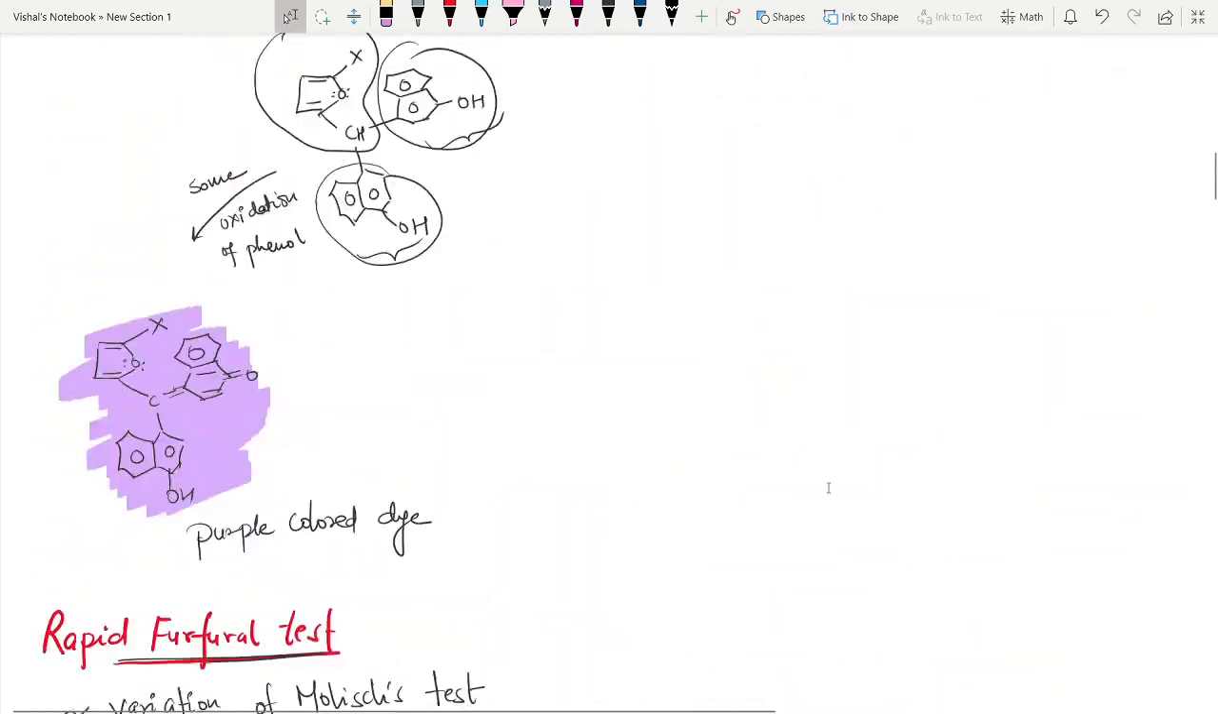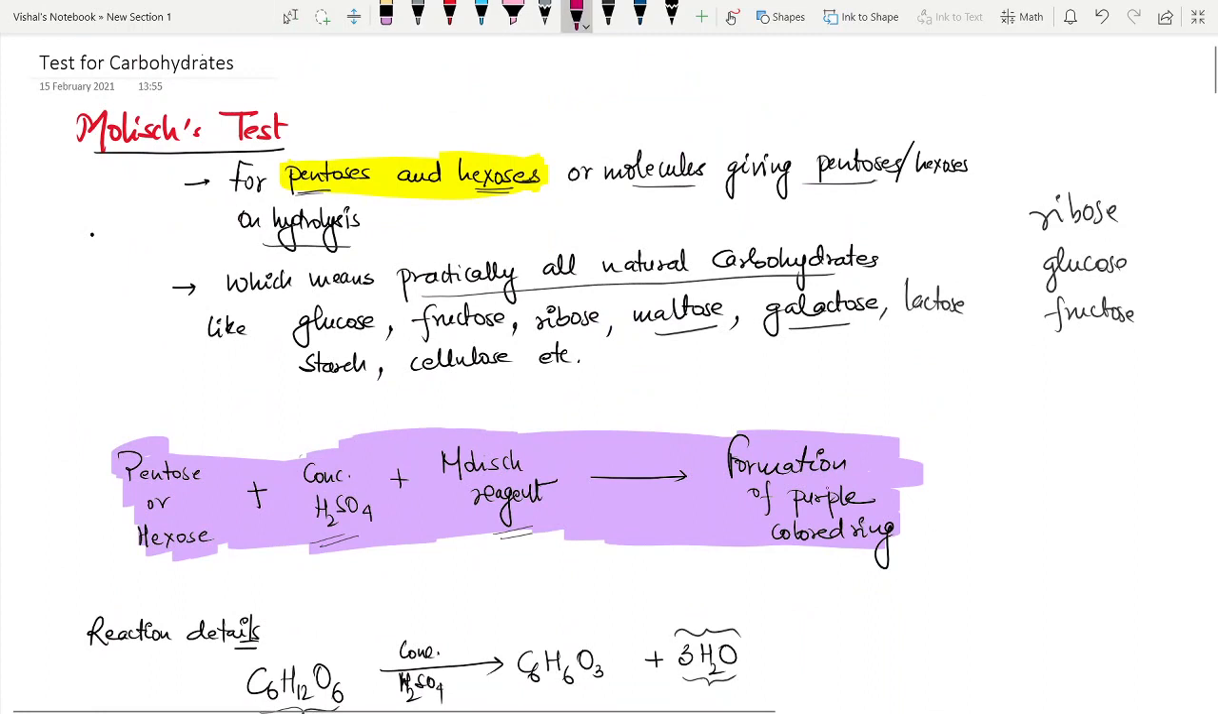So the first one in the list is the Molisch test. This test is for pentoses and hexoses. By oses I mean aldoses or ketoses, and pentoses could mean a pentaldose or a pentoketose. So it could be either an aldose or a ketose with 5 carbons, and hexoses could be either aldose or ketose with 6 carbons. And this test could also be used for molecules which give pentoses or hexoses on hydrolysis.